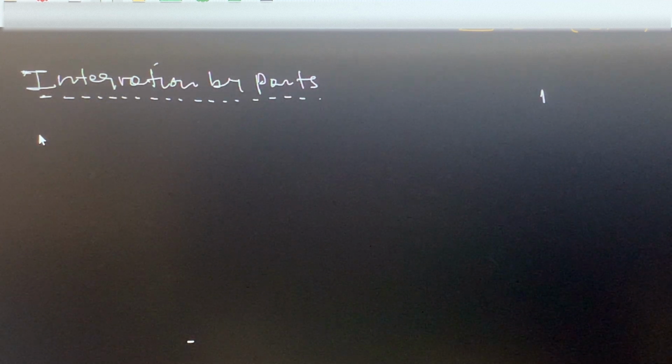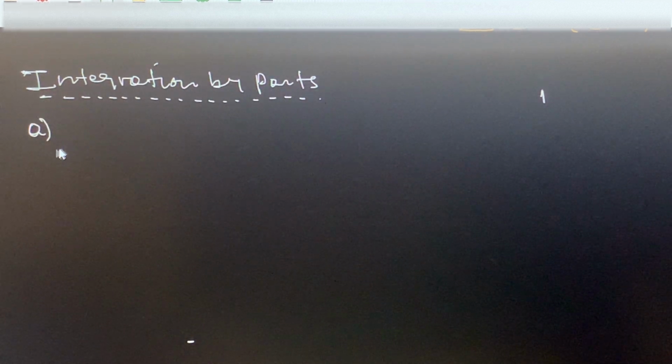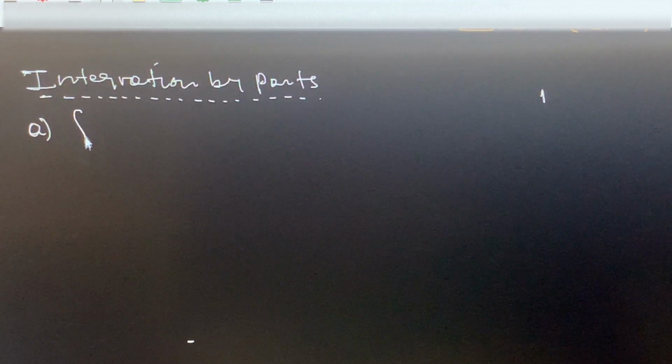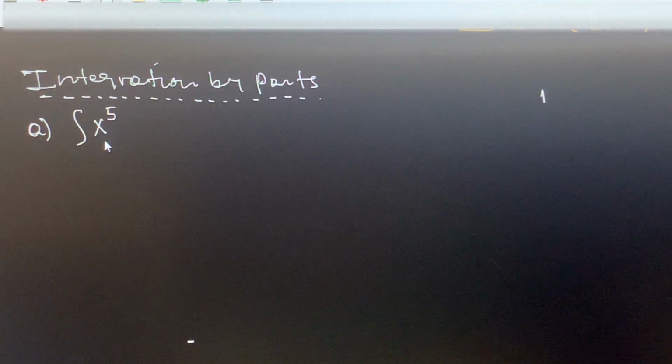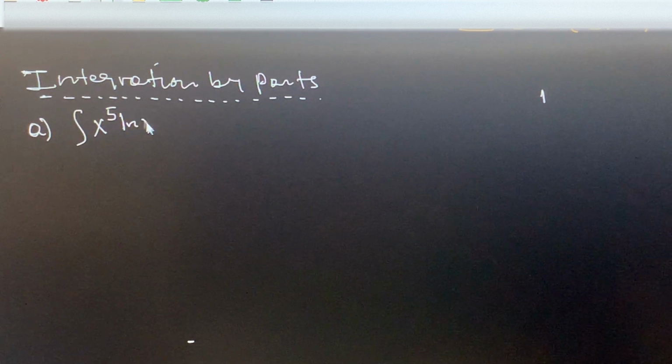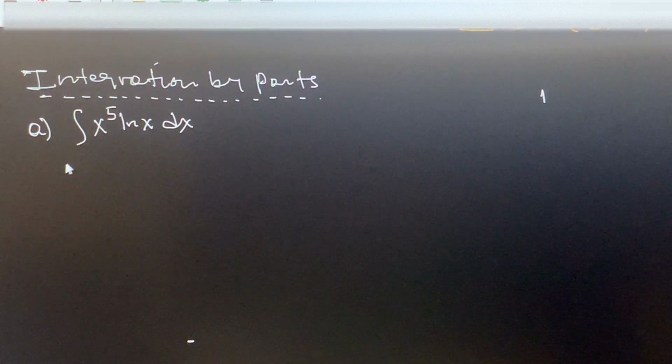Hello everyone. In this video, I'm going to solve some problems based on the integration by parts technique. Okay, so our first problem is going to be the following. Let's integrate the integral of x to the power of 5 ln x dx.